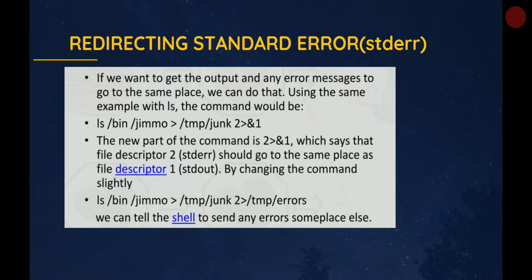Redirecting standard error. If we want to get the output and any error messages to go to the same place, we can do that using the same example with ls. The command would be ls /bin/gmo > /temp/junk 2>&1. The new part of the command is 2>&1, which says that file descriptor 2, standard error, should go to the same place as file descriptor 1, standard output.